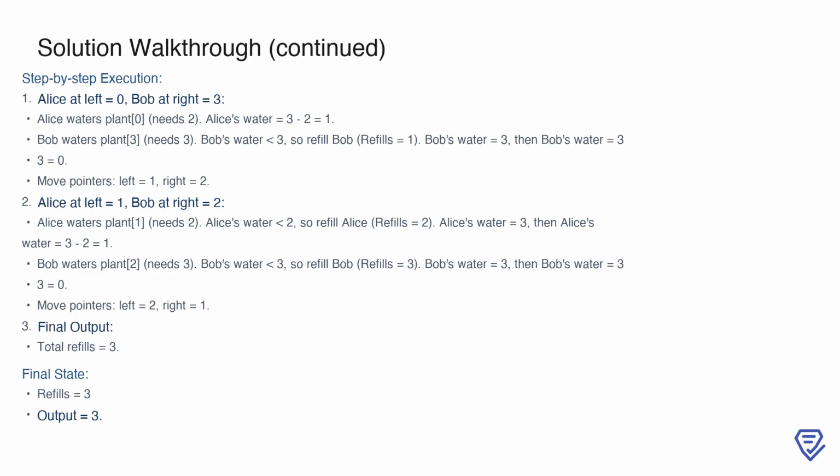Next, Alice moves to the second plant, which also requires 2 units. She doesn't have enough water, so she refills, making the total refills 2. She then waters the plant, leaving her with 1 unit. Bob moves to the third plant, which requires 3 units. Again, he refills, increasing the refill count to 3, and then waters the plant. At this point, all plants are watered, and the total number of refills is 3.